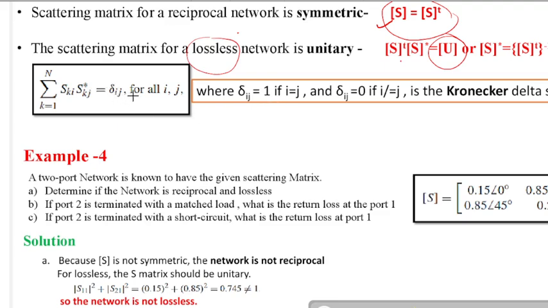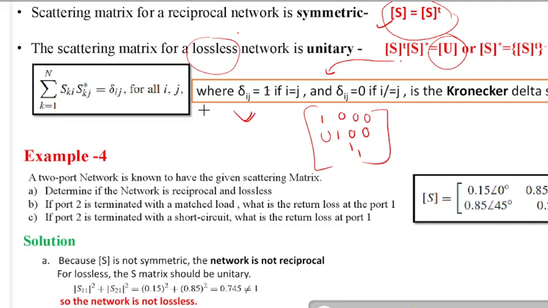So it will be delta ij, where delta ij equals 1 if i equals j, and delta ij equals 0 for i not equal to j. It is also called the Kronecker delta symbol. Now this lossless condition is here, it has to be 1. Like a unity matrix, it will be a diagonal matrix. All other values should be 0. So that's why this condition is written.